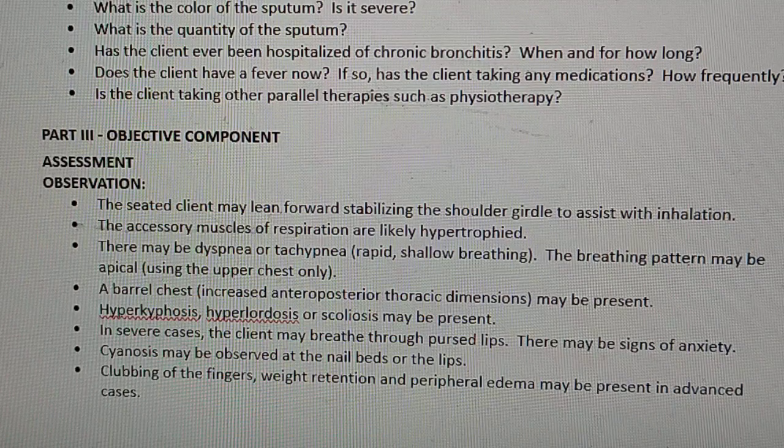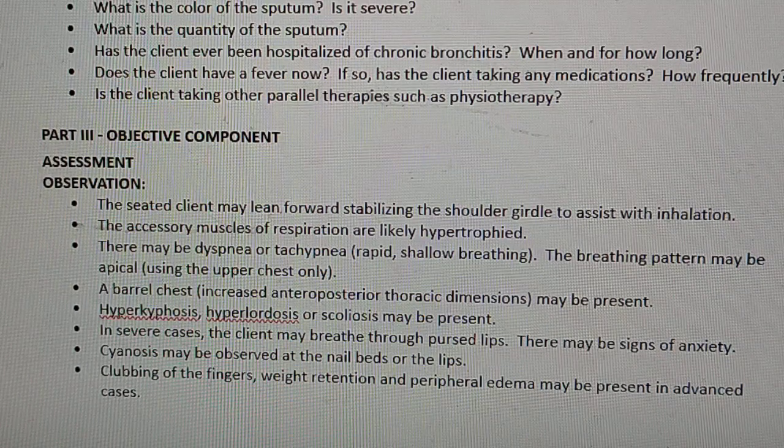Okay, that means apical. A barrel chest, which is increased anterior-posterior thoracic dimensions, thorax meaning the rib cage area, may be present. Okay, barrel chest, you're gonna see this. We're gonna observe this deformity on the chest area of the client.